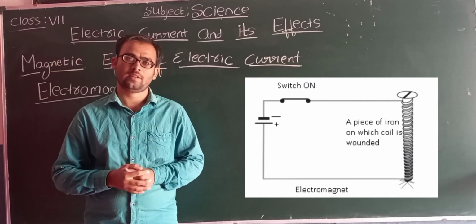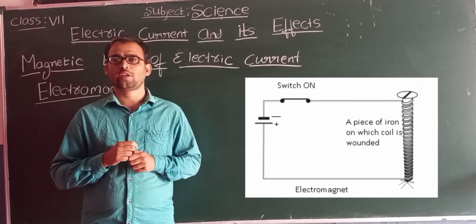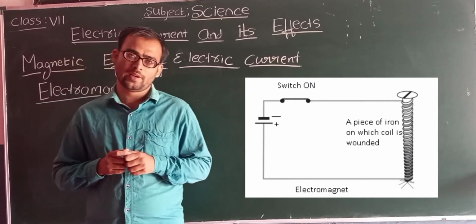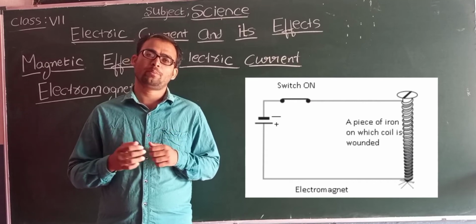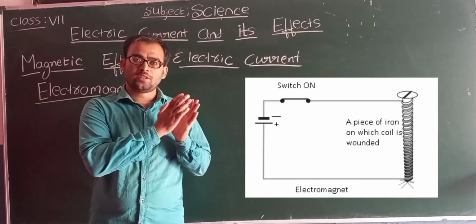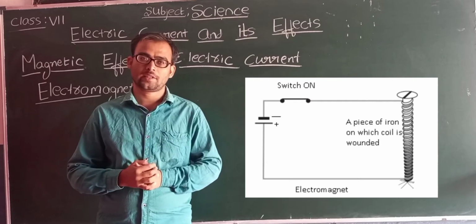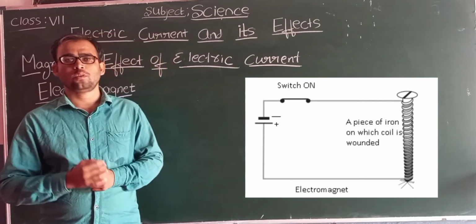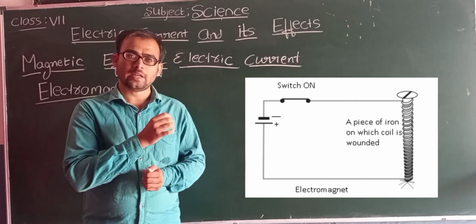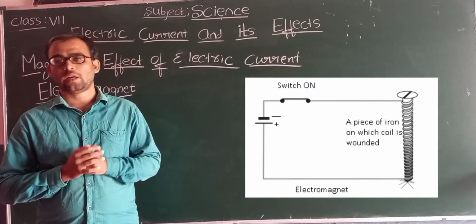Take an iron nail. Wind a piece of wire around the iron nail in the form of a coil, then connect the ends of the coil to a circuit which consists of a switch and an electric cell. Now drop some pins, or keep some pins, at the tip of the iron nail.